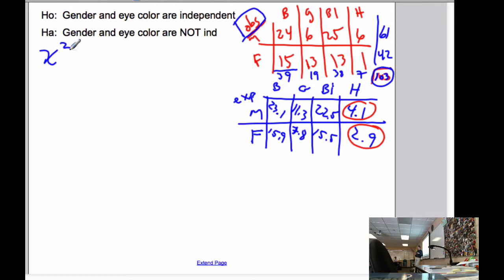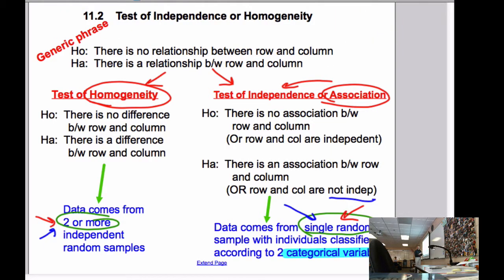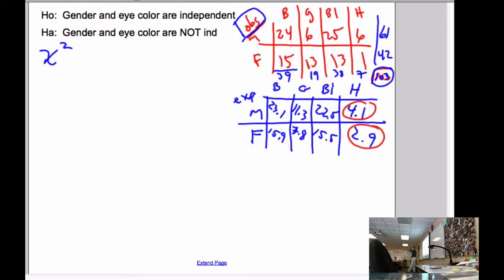How many samples do we have? One. Everybody in my sample, you just came in and you put your little data in. Remember, this is one of the key things here: 2 or more, and that's homogeneity. Whereas if you have a single sample, it's a test of independence. And this was a single. I just asked my students. I didn't go and ask another classroom downstairs or another teacher to find some data. This was only one sample. Okay? So this would be a chi-squared test of independence.